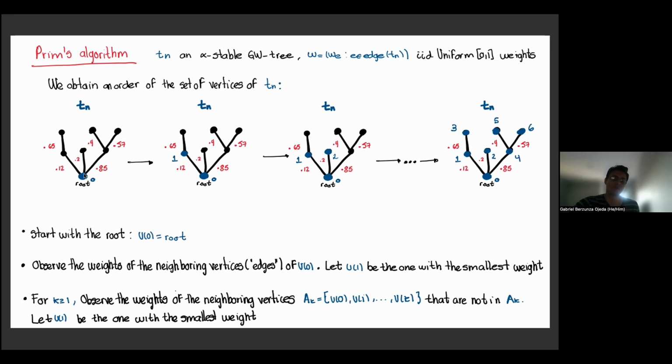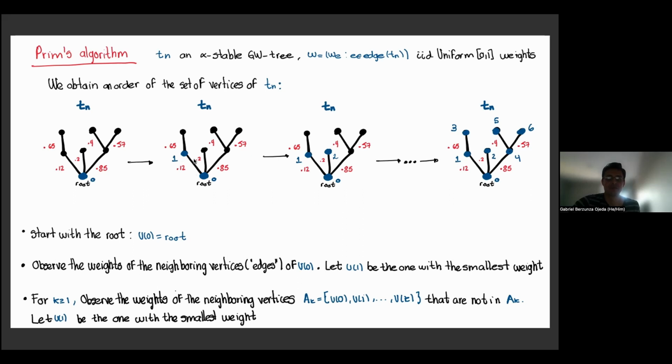And then you choose as the next vertex in this procedure the neighbor whose corresponding edge has the smallest weight. So in this example, you have 3 neighbors, and the edge with the smallest weight corresponds to this left child, which has weight 0.12. And this will be the second vertex you explore in this procedure.